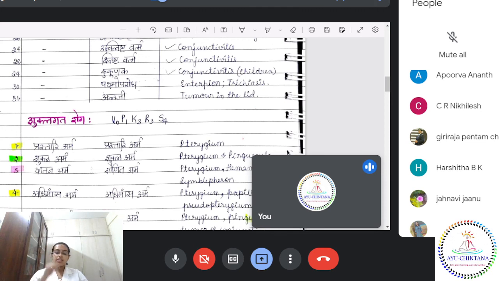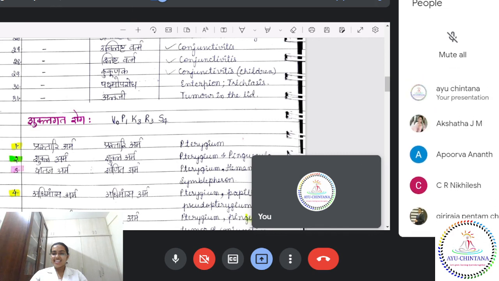Another question. How many Drishtigata rogas are there? 12. How many Sarvagata rogas are there? 17. How many Asadhya rogas are there? 17. Okay.